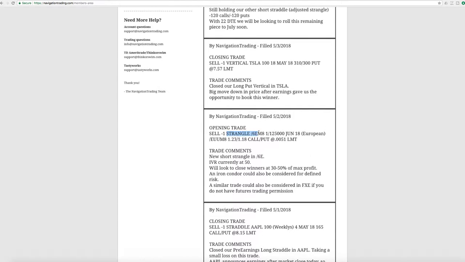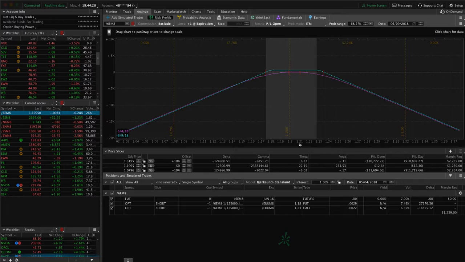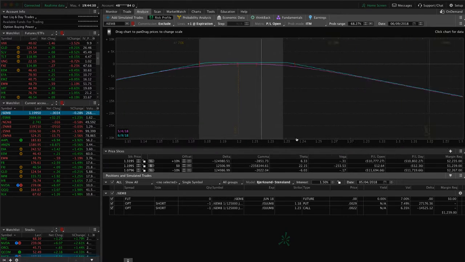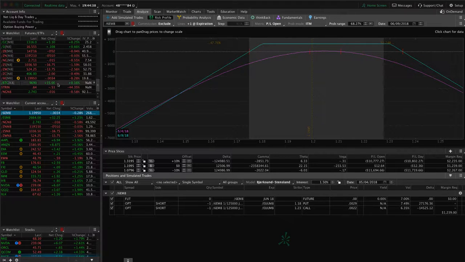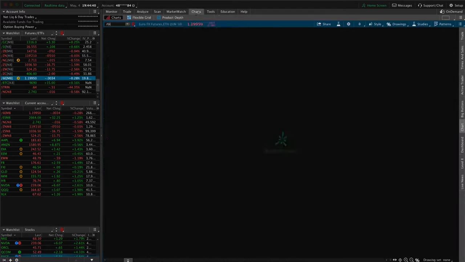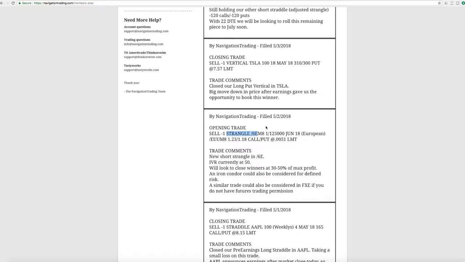Next trade was an opening trade. We put on a strangle in the euro, 4/6E. IVR popped up above 50. Still in this, not much P&L change at this point. Still very centered, so just waiting for this one to decay some more. If we take a look at the implied volatility, remember when we put it on, IVR was about 50, so it's still hanging out right in that area. So not much movement in price or implied volatility on that one yet.